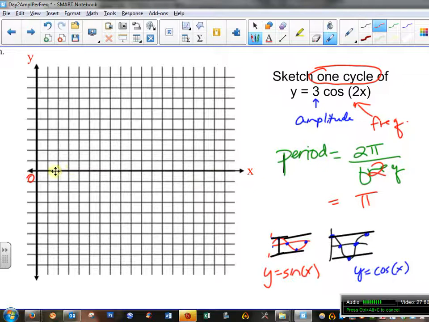So let me choose 4 blocks, 4 blocks, 4 blocks, and another 4 blocks. And since I only have to sketch one cycle here, I'm going to label this pi. If that's pi, then in the middle here is pi over 2. And you could get fancy with your fractions. I could call this 1 pi over 2. I can call that 2 pi over 2. And that'll work for me. You don't have to label every single mark on your x-axis. You have to label the 0 and label at least 2 more so I know where you are.